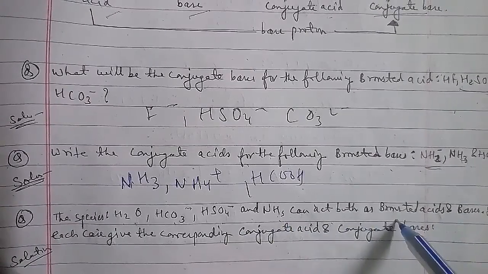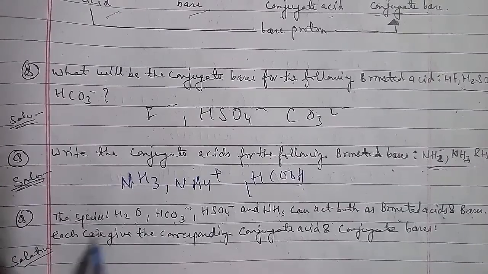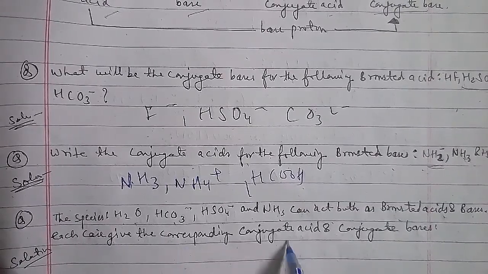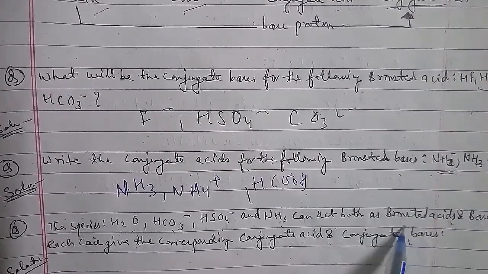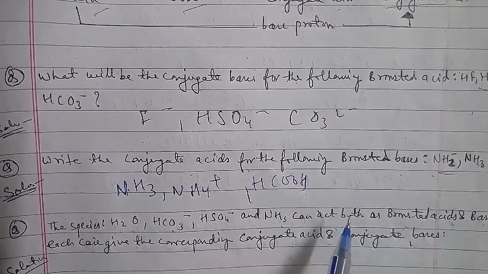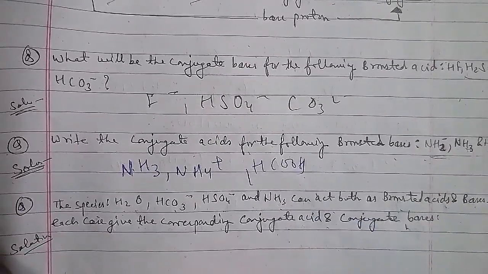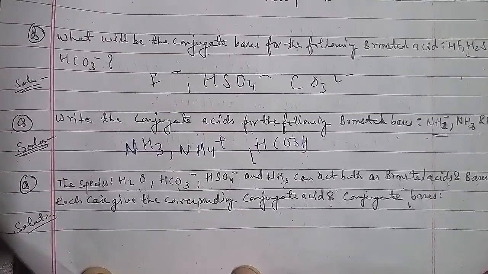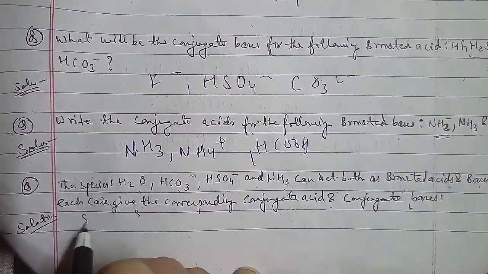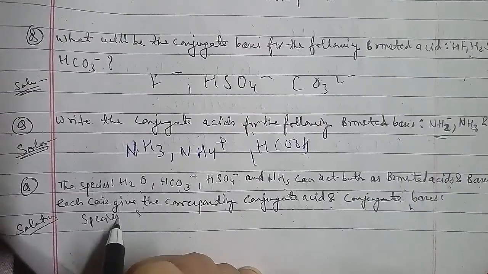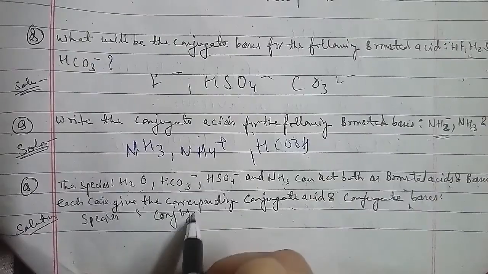Speaking of species, the first is H2O, second is HCO3 minus, HSO4 minus, and then we have NH3. For these, the conjugate acid for the first one is H3O plus, and the conjugate base is OH minus. For this one it is H2CO3, and this is CO3 2 minus.